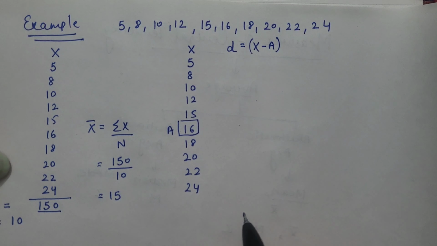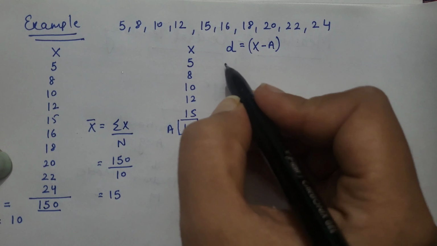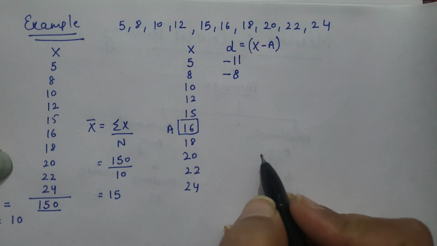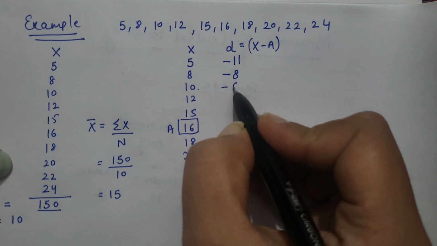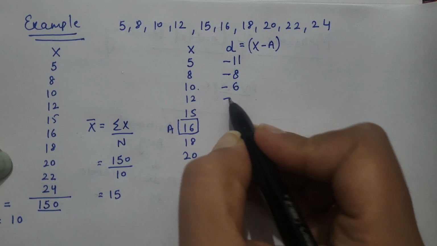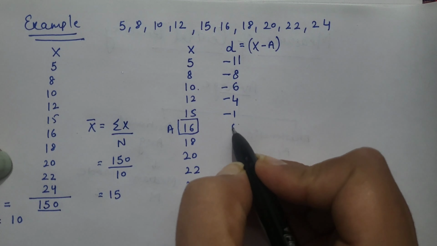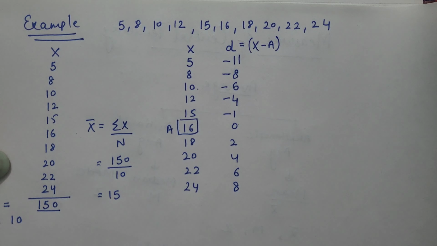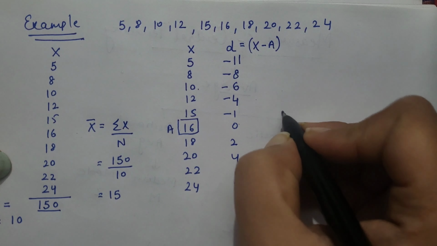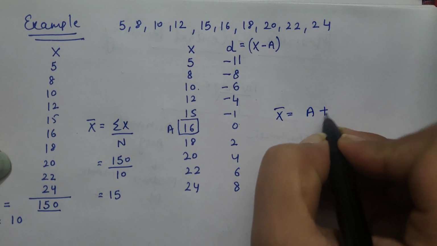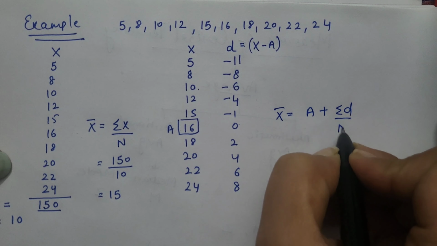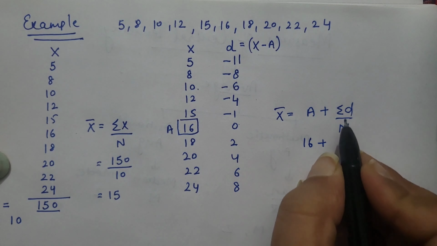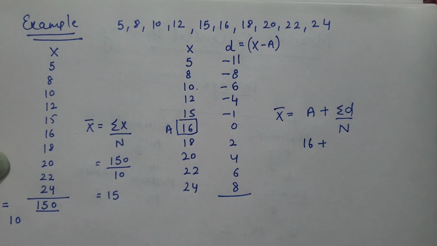So how will we calculate it? 5 minus 16 is minus 11. 8 minus 16 is minus 8. 10 minus 16 is minus 6, minus 4, minus 1, 0, 2, 4, 6 and 8. Now, formula of mean is A plus summation D divided by N. A is 16, summation D. We have to calculate this column.